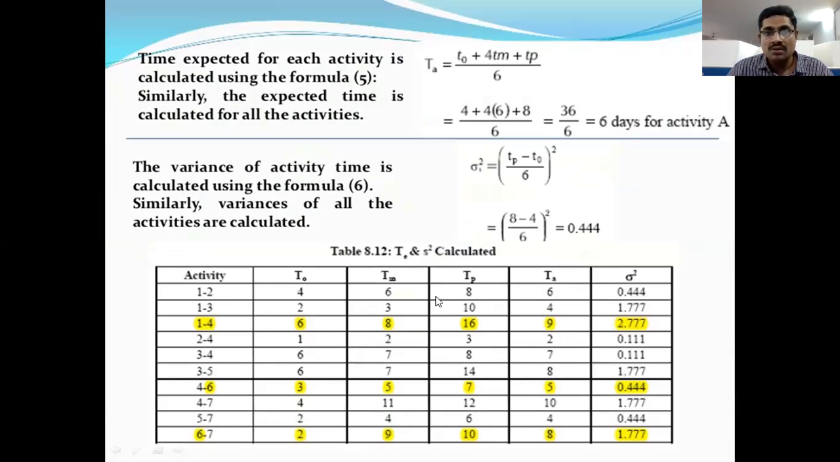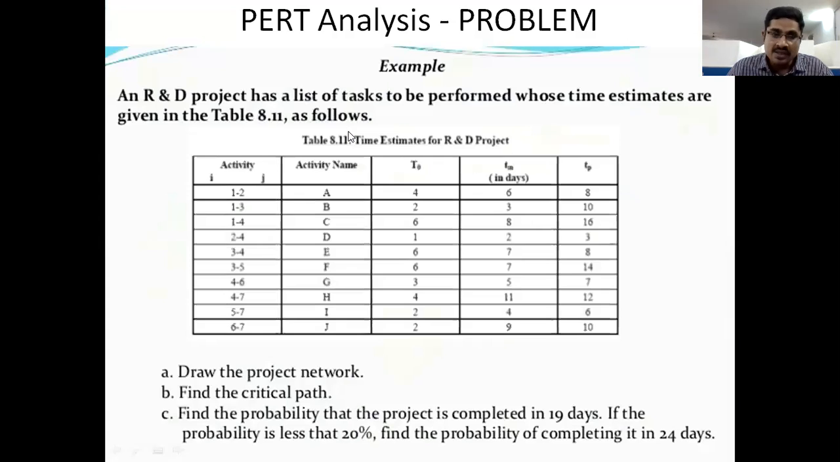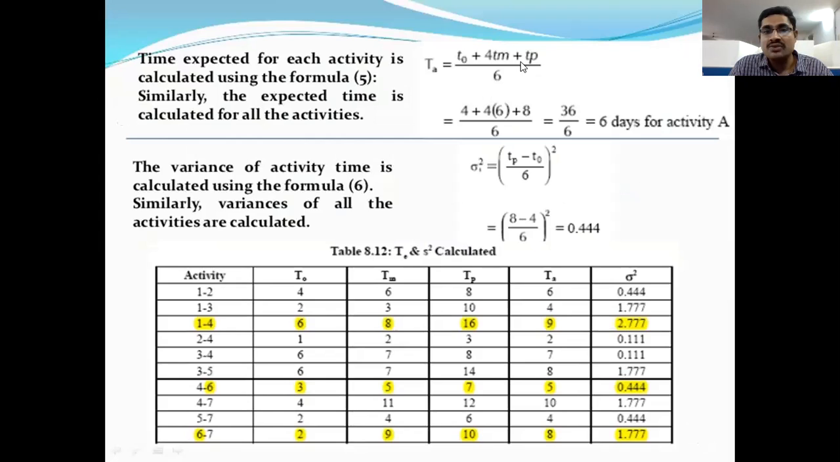Now the expected time for each and every activity is calculated by using this formula. Similarly, the expected time is calculated for each and every activity. So finally, by using these 3 timings and the formula, we can find a single time for each and every activity. For this purpose, we have this formula.